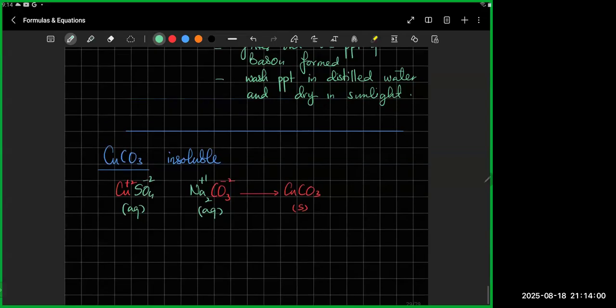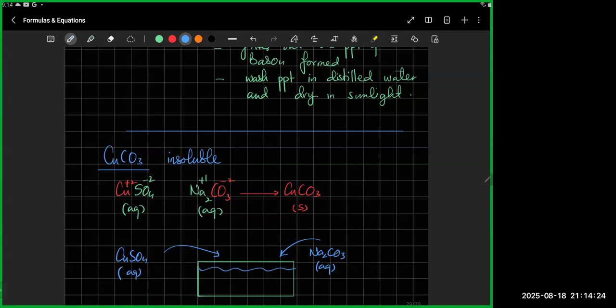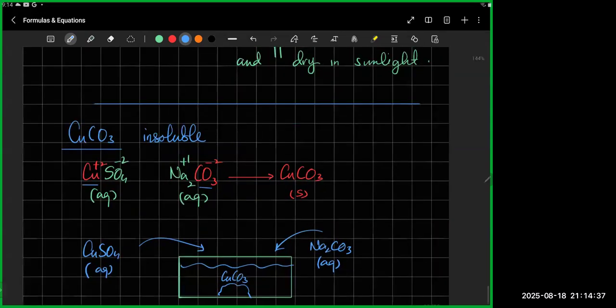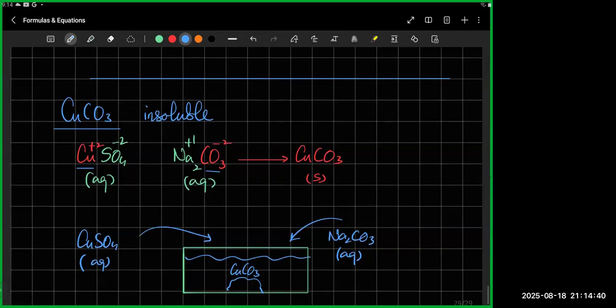When they are added to water, they will dissociate. Sodium carbonate is already soluble, so it's aqueous, it's dissociated, all the ions are scattered. Copper sulfate, again, all the ions are scattered. If they mix together, the copper ions and the carbonate ions, which are floating in water, will get together and start forming a crystal of copper carbonate. That's what will happen. The copper from the copper sulfate and the carbonate from sodium carbonate will get together. And the rest of the ions will remain floating around because they are soluble.